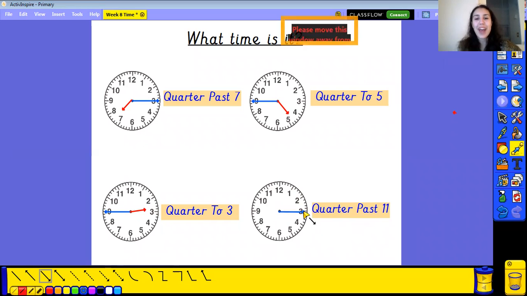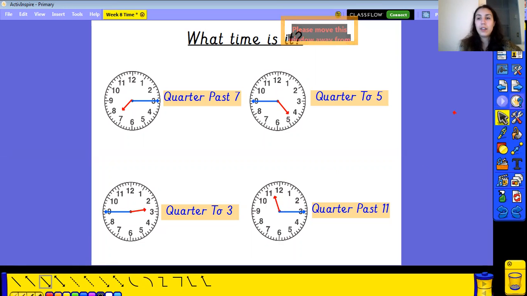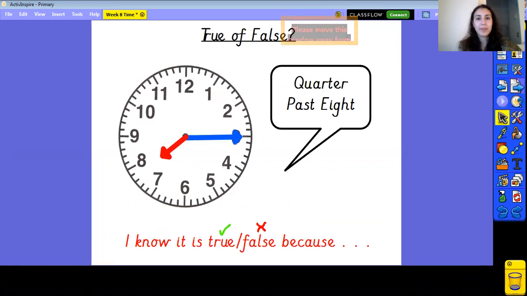A quarter of the way past the hour, which means that it's pointing at that 3. Great, so now let's look at the hour hand. It is going past 11. So we need to point our hour hand a little bit past 11. Great, well done if you got those right.